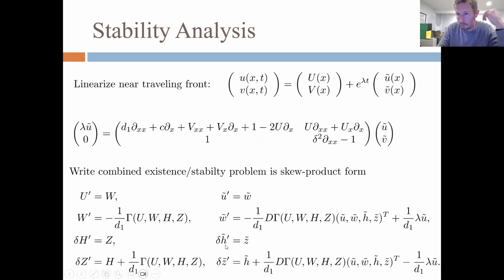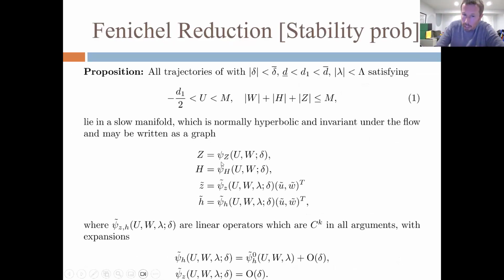Now, the next thing is you want to talk about stability, okay? And so the stability problem, this looks very complicated, right? But really what you're doing is you're linearizing about the front, you're looking at your stability problem, and you're writing out the combined existence and stability problem as this big system of 8 ODEs, okay? So you have your existence problem here, you have your stability problem here. They're both singularly perturbed systems of equations, okay? So you can apply a Scheel type reduction to these as well, okay? And so what you get is that, again, you recover this slow manifold for the existence problem, and you get now a slow manifold for the stability problem as well, okay?